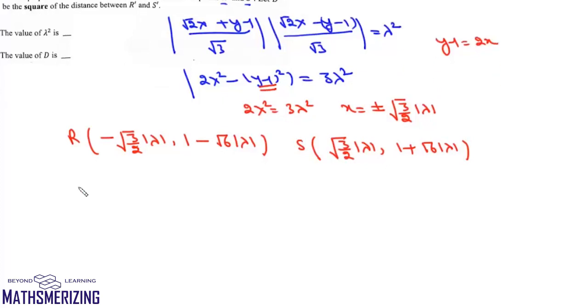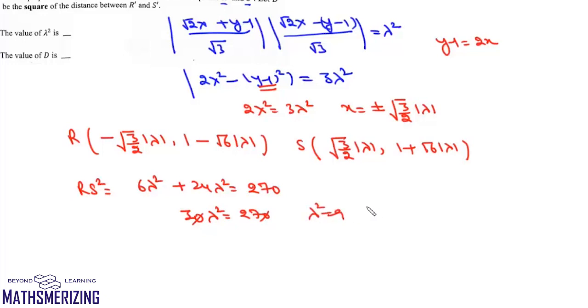Now it is given that this distance RS is √270. So we can write RS² as, now this is 2√3λ squared, which is 12λ²... it will be 6λ², and plus this distance will be 4 into 6, 24λ², and it will be equal to 270. So this is 30λ² = 270, or λ² = 9. So the first part, the value of λ², is simply 9.